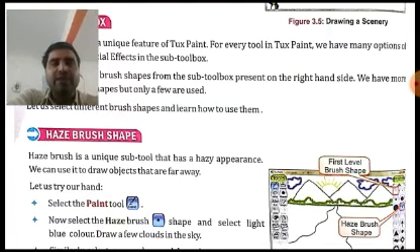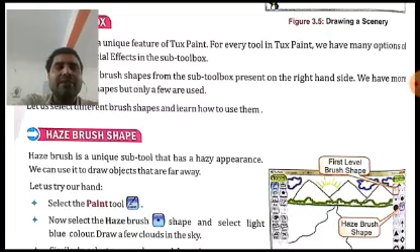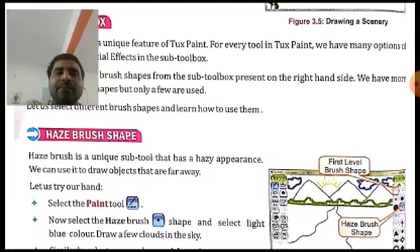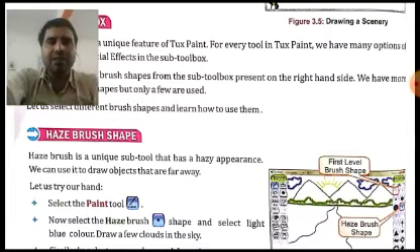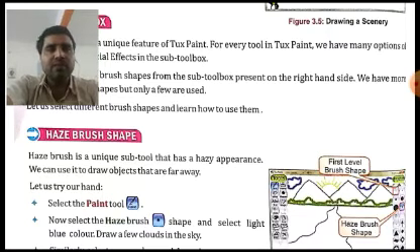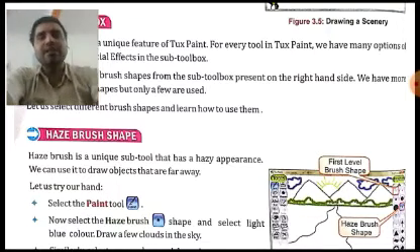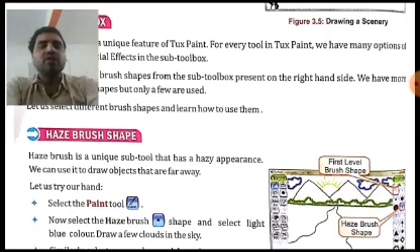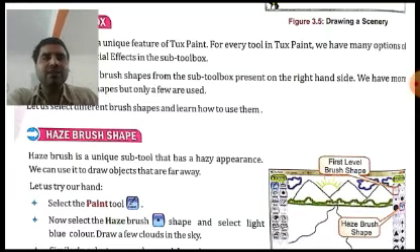Haze brush is a unique sub tool that has a hazy appearance. Hazy means which is not very clear. We can use it to draw objects that are far away. Those objects which are far away are not very clear to us. We are not able to see those objects very clearly which are at a distance from us. So for drawing those objects which are very far away from us, we can use a haze brush shape from the sub tool.